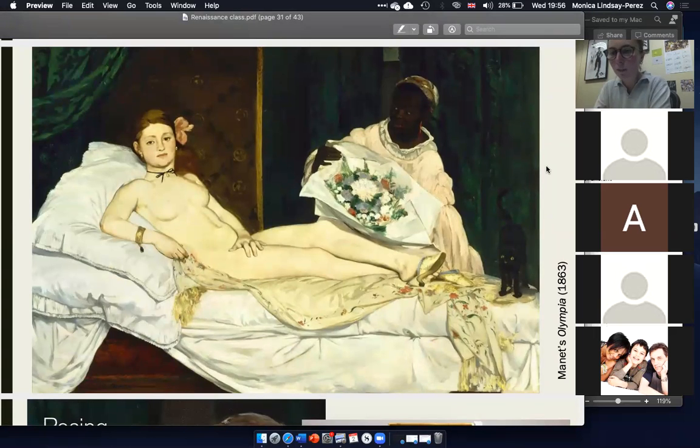This is not a Renaissance painting. This is from the 19th century. We've talked about this painting before. It's a kind of realist impressionist painting by Manet. The reason why I included this is because in an exhibition last year, the Black woman in this painting was finally named. And the curator made this amazing argument where she was saying, this is one of the most famous paintings in the history of art.